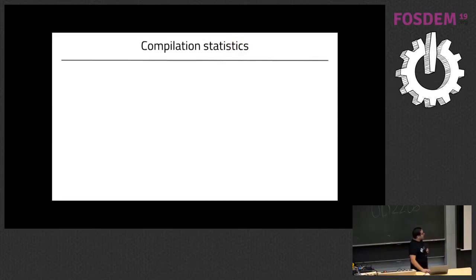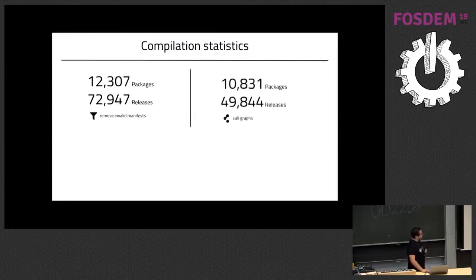And what are the final compilation statistics? After removing invalid manifests, I had in total 12,000 packages, and that went down to 72,000 releases in total of those packages. And then out of those, I managed to build 49,804 call graphs, which is in total 11,000 packages or crates. It took me 69 hours to do it.